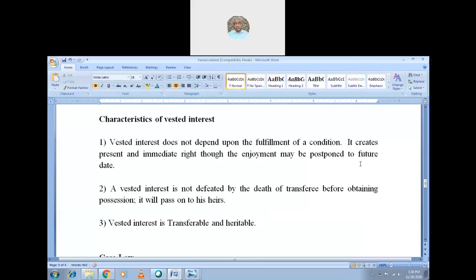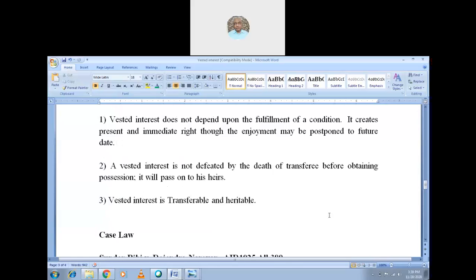Okay, we'll see it, don't worry, we'll see it. But what I want to say is, if a transferee dies, then it will be transferred to the heirs. Heritable and transferable, both things will be there for the vested interest. Before obtaining the possession, it will pass on to his heirs.